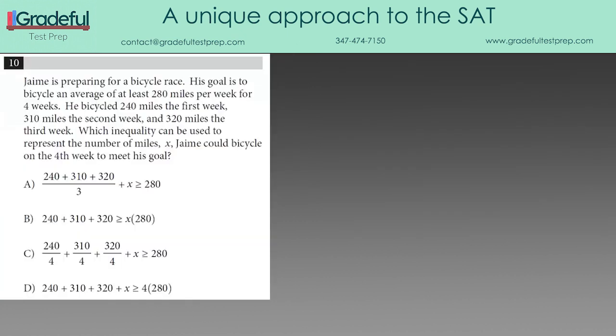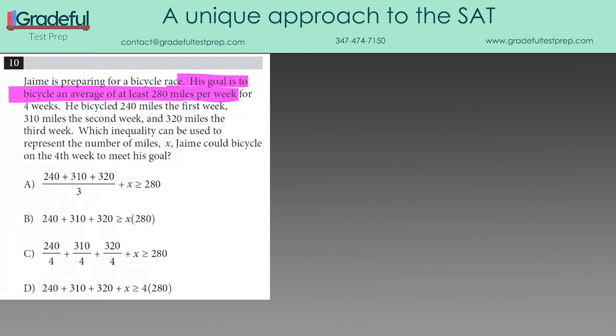Question number 10 is a great example of a general approach to solving SAT math questions. Often, if we ask ourselves, how do I get the answer in a specific situation? That's kind of tough, and it doesn't really let us know where to go next. But instead of asking ourselves that, why don't we ask ourselves, what can we do with the information we're being given? So here, I would say the unifying statement for the whole thing is that Jamie's goal is to bicycle an average of 280 miles per week. And that's at least 280 miles per week.